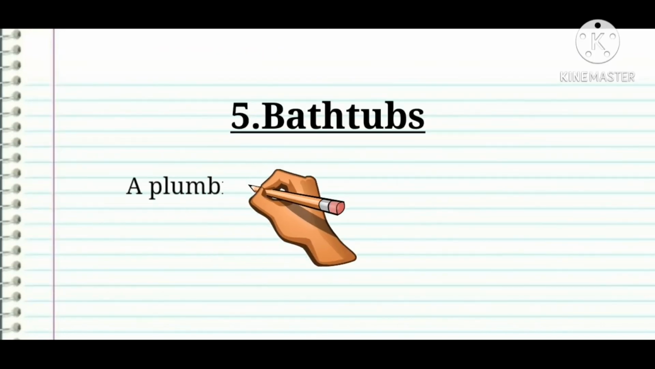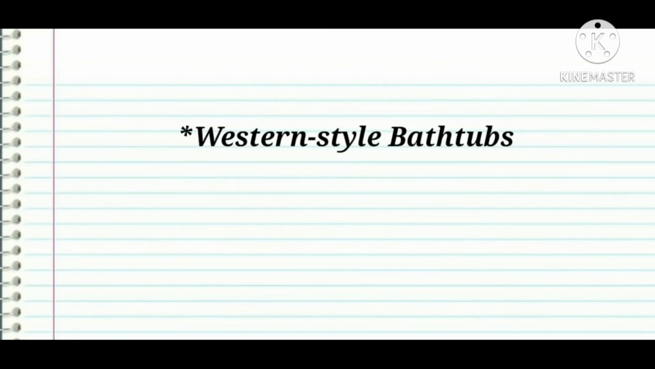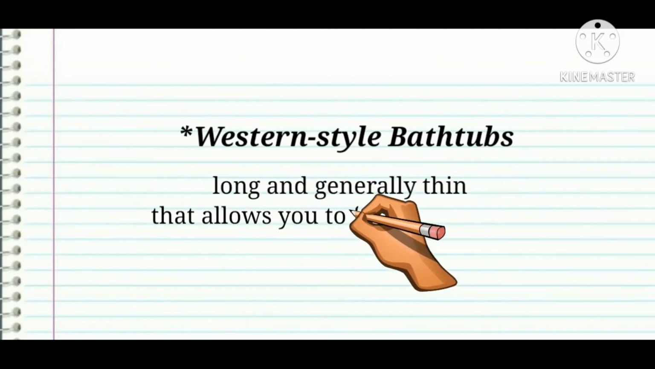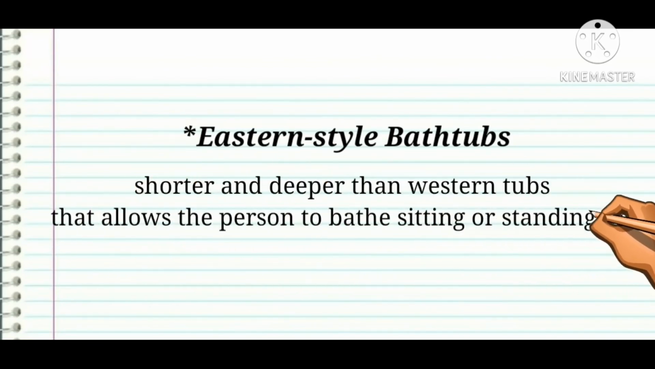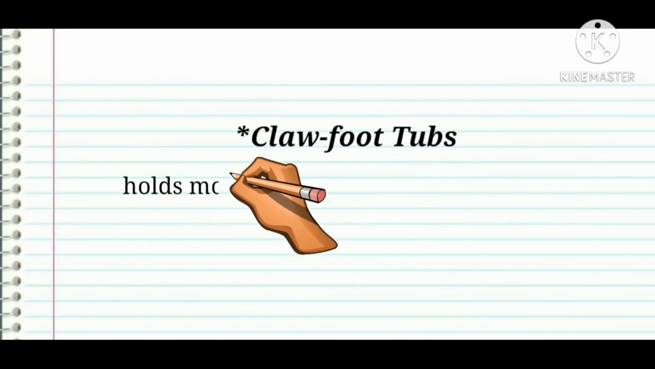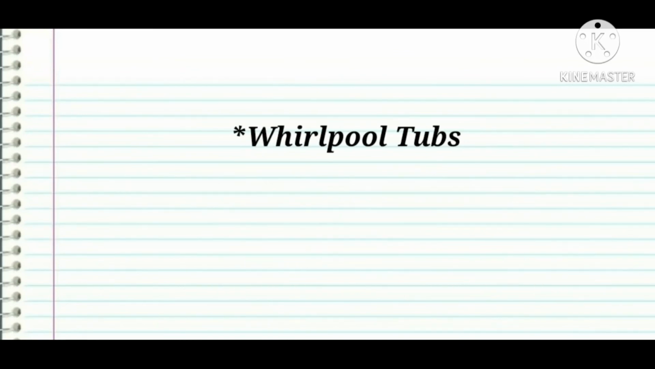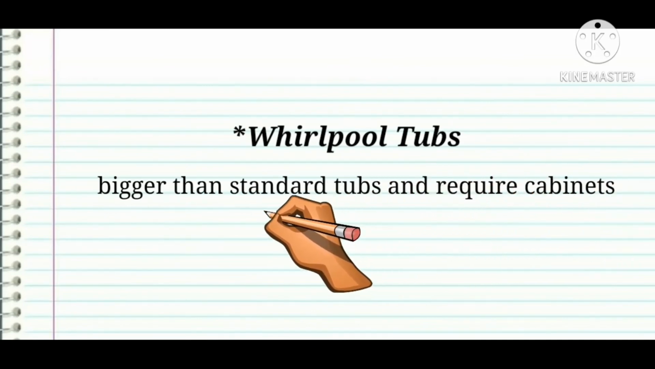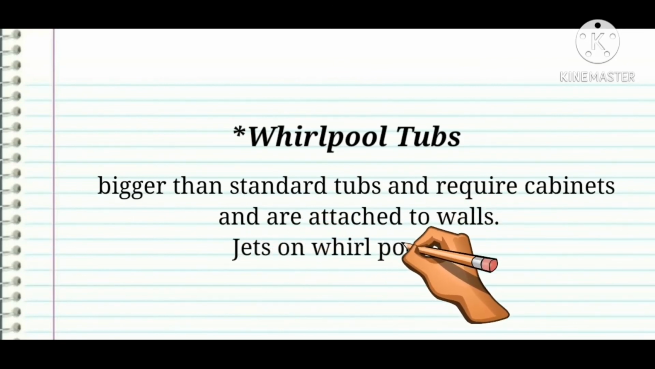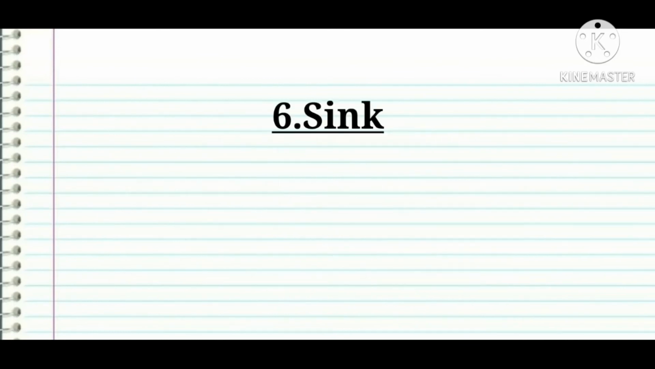Bathtubs, a plumbing fixture used for bathing. Ang common bathtubs ay ang Western-style bathtubs, long and generally thin and allows you to fully immerse. Eastern-style bathtubs, shorter and deeper than Western. At ang clawfoot tubs holds more water than standard types, and it is designed to stand alone. Whirlpool tubs, bigger than standard type tubs and require cabinets and are attached to walls. Jets on whirlpool tubs provide a massage-like experience.